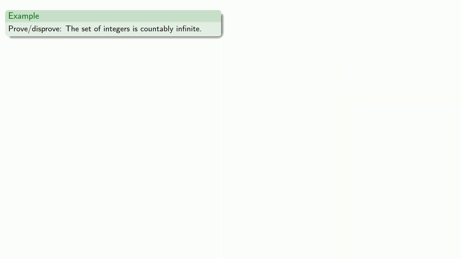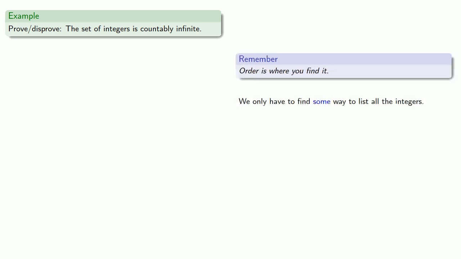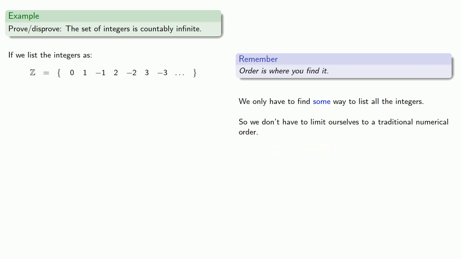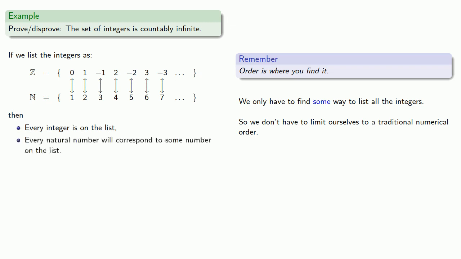And the thing to remember is that order is where you find it. We only have to find some way to list all the integers. So we don't need to limit ourselves to a traditional numerical order. So, for example, we might list the integers as 0, 1, negative 1, 2, negative 2, 3, negative 3, and so on. And this allows us to put the integers in one-to-one correspondence with the set of natural numbers. And we claim that every integer is on the list somewhere, and every natural number will correspond to some number on the list.